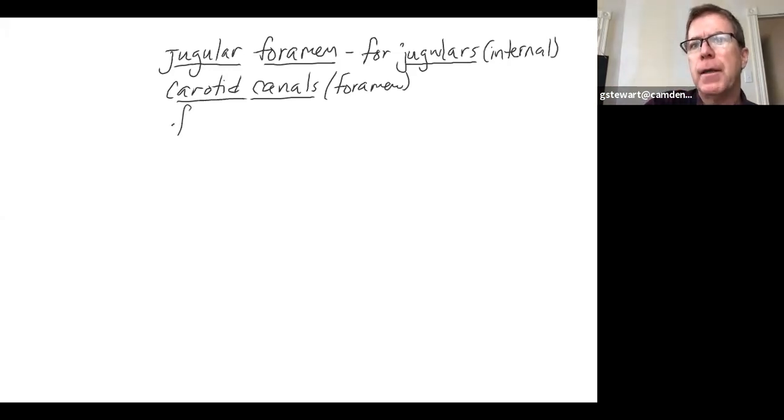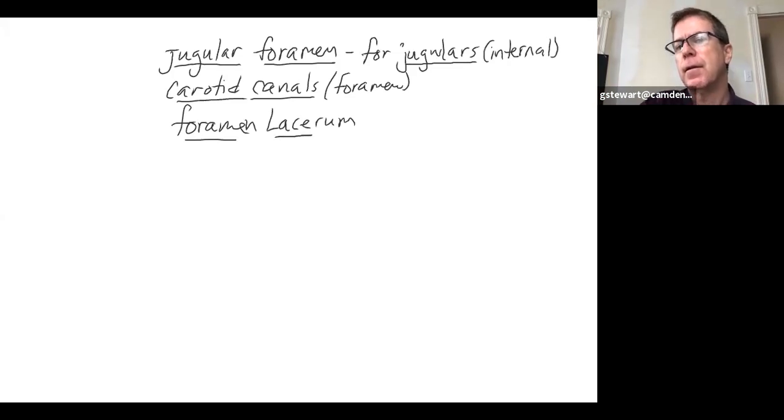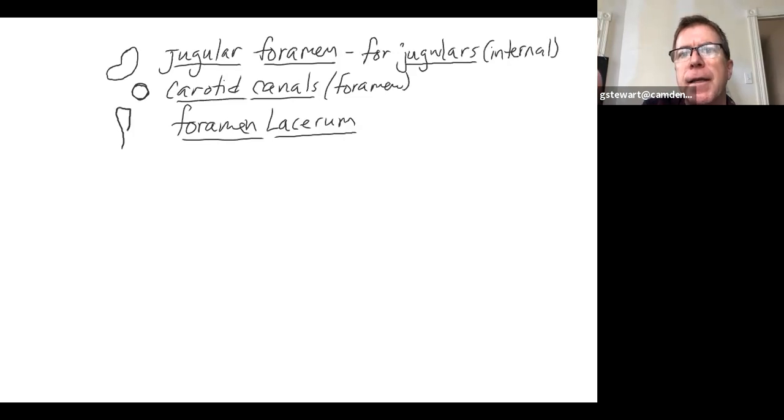Foramen, which means hole, the foramen lacerum are also located in the floor of the temporal bones. Foramen lacerum, they're not perfect circular holes. The jugulars sort of look kidney bean shaped like this. The carotids are perfect circles, and the foramen lacerum tend to look like this. And in life, there's a pair of them. And there's a pair of each of these.